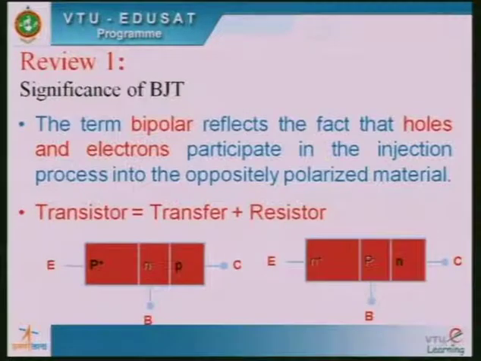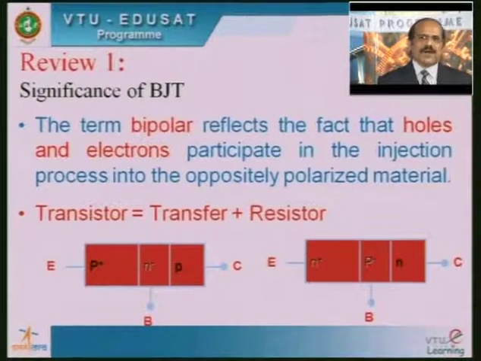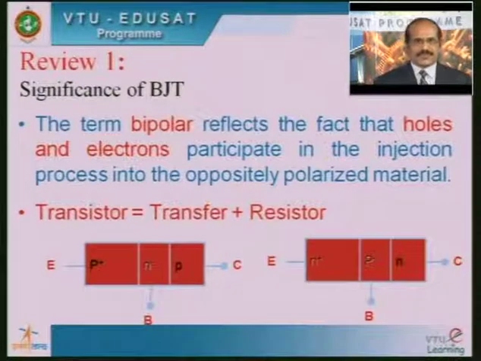Today we shall continue the discussion on bipolar junction transistor. Last class we discussed the significance of the term BJT. BJT means bipolar junction transistor. The term bipolar indicates the involvement of both holes and electrons in the conduction of current. Bi means two, polar means the charge carriers. So, in the BJT the current is contributed by both the holes and electrons.